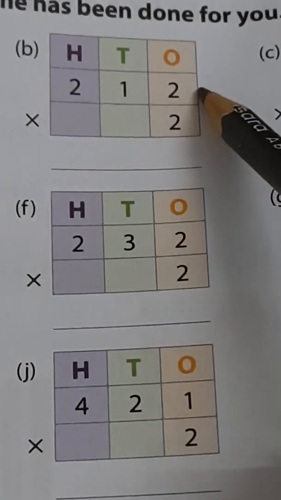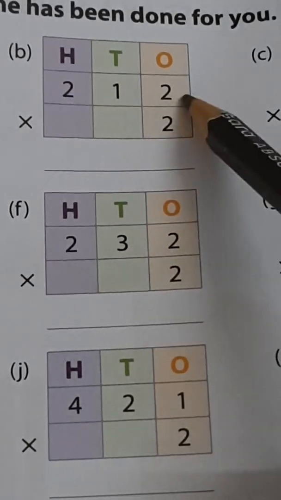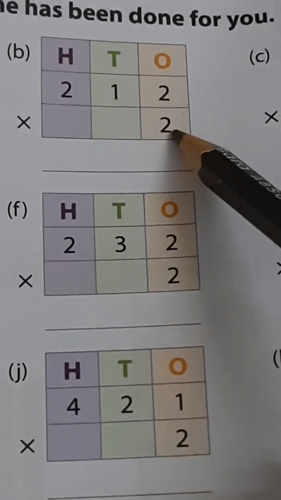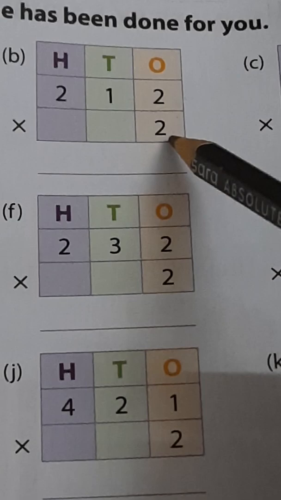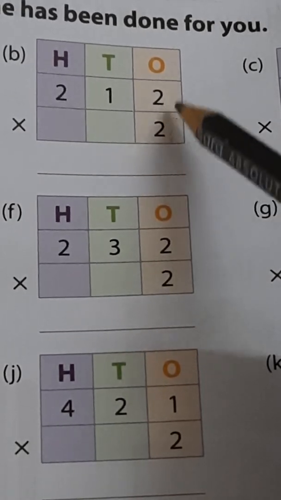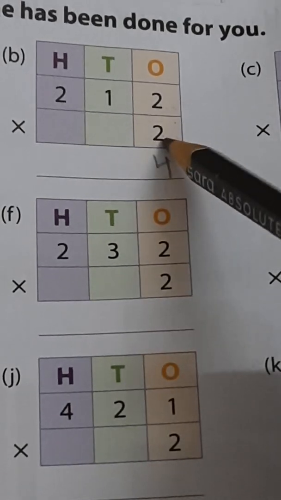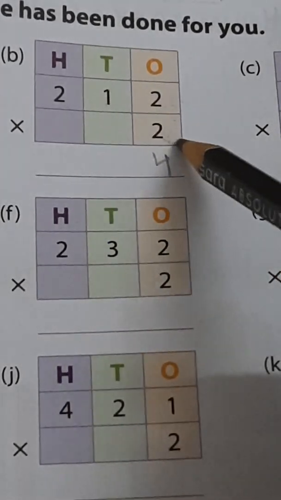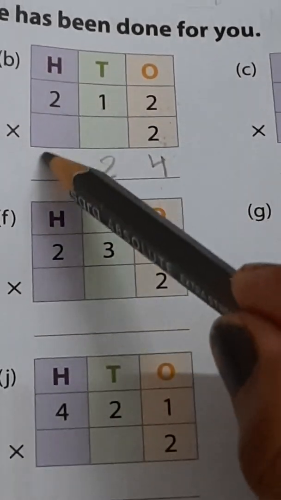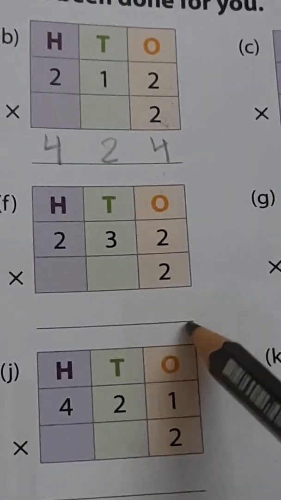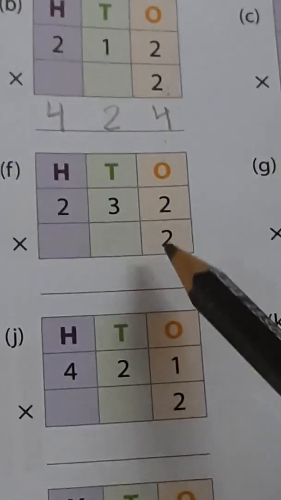Now let's see. 212 multiply by 2. First of all, multiply the ones. 2 1s are 2, 2 2s are 4. Now we will multiply the tens. 2 1s are 2, 2 2s are 4. At last we will multiply the hundreds.